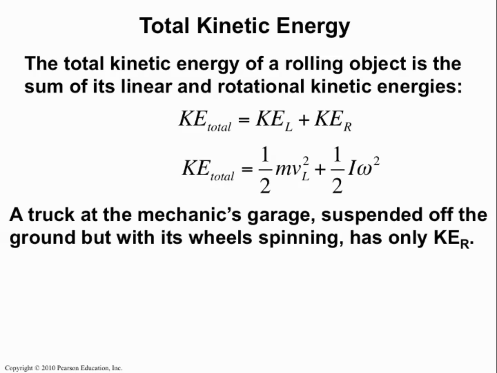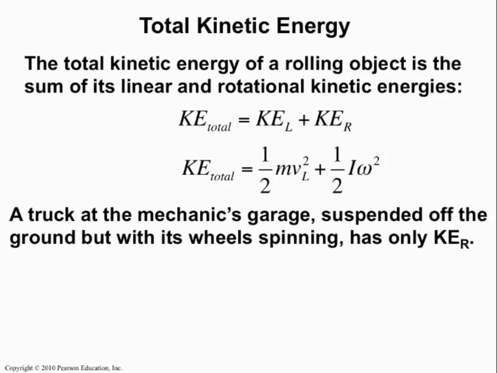Let's look at a few conceptual examples. A truck at the mechanic's garage, suspended off the ground, but with its wheels spinning, has only rotational kinetic energy. It's not going anywhere. It's just suspended. It's sitting in the mechanic's garage. He's working on it. He's got it suspended. He's got to look on the underside of the truck. All right, but he's got the wheels spinning. He's rotating the wheels. He might be running the car, checking how it drives, how the wheels rotate. All right, that truck has only rotational kinetic energy. It has no linear kinetic energy.